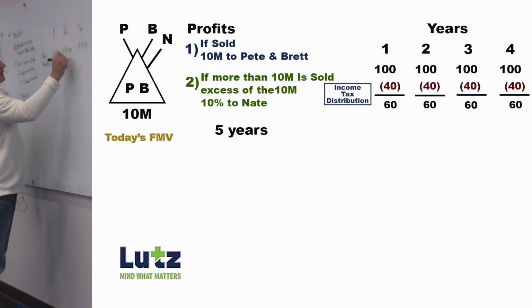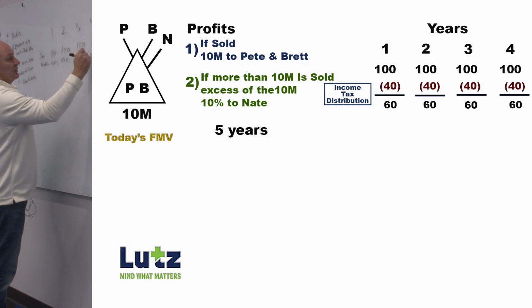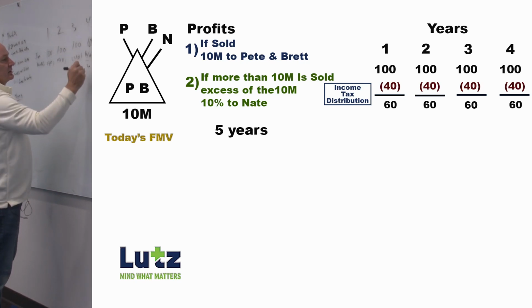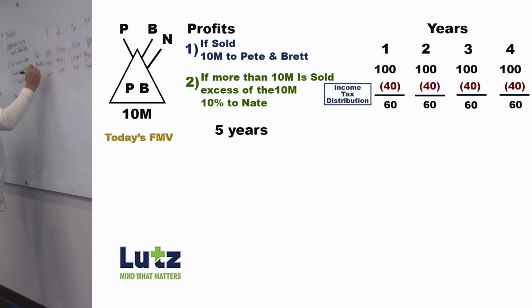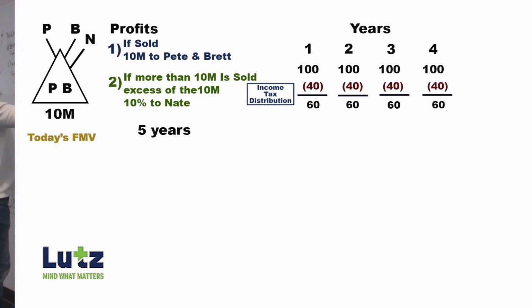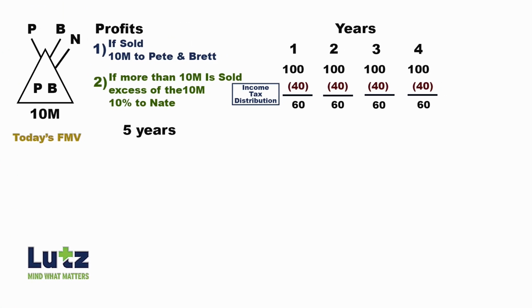Okay. So income, tax distribution: 40, 40, 40, 40, and 60, 60, 60, 60. And that equals 240, does it not? So we've given him a K-1 that's $240 a year. And Brett and I are the 50-50 partners, correct?